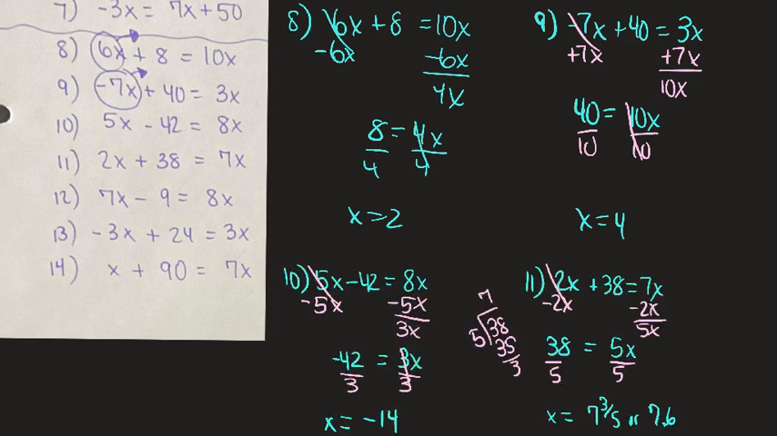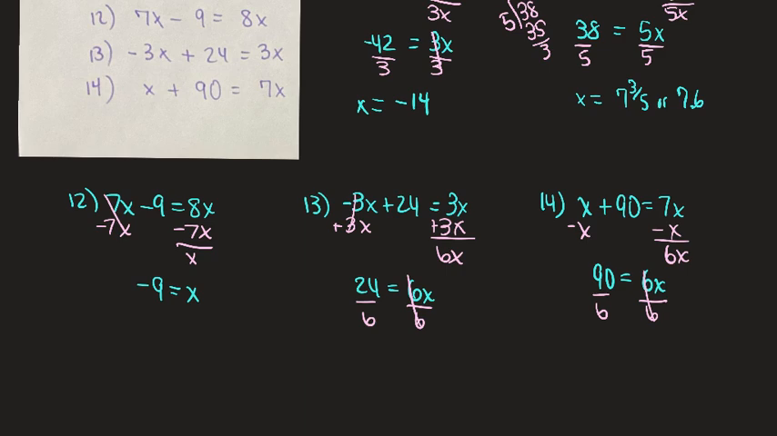All right, number 10, minus 5x, 8 minus 5 is 3. Divide by 3, when I do this division, I get negative 14. Minus 2x, that gives me 5x. Divide by 5, I did it over here, I get 7 with 3 left over, or you could do a decimal, 7.6.